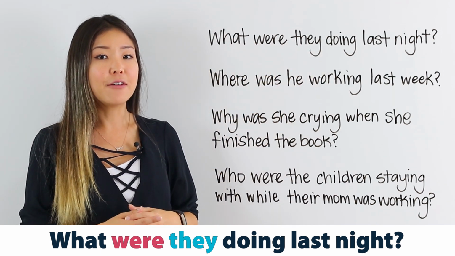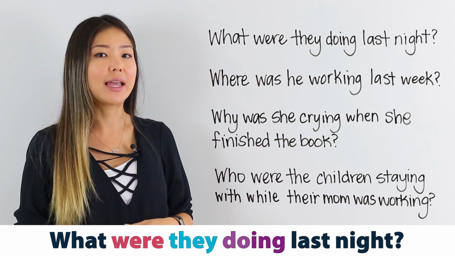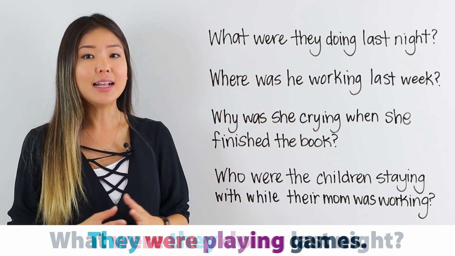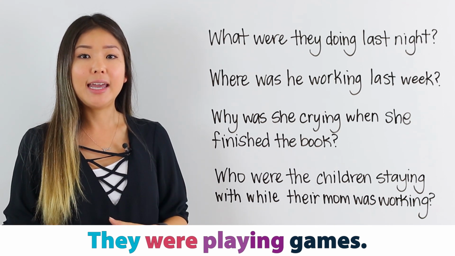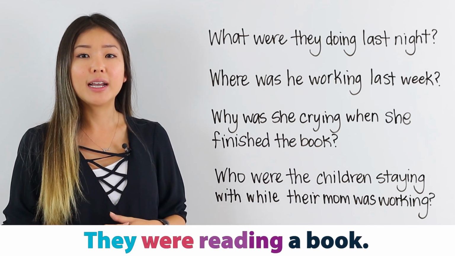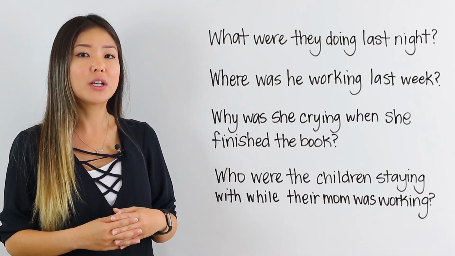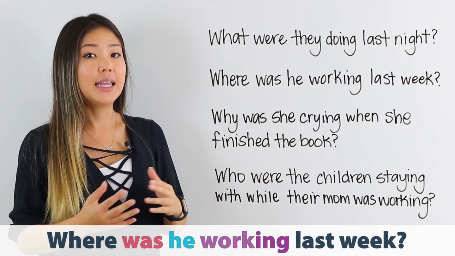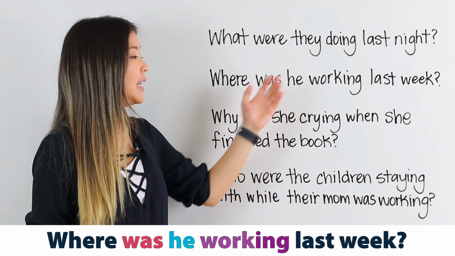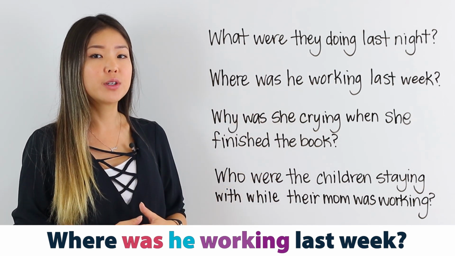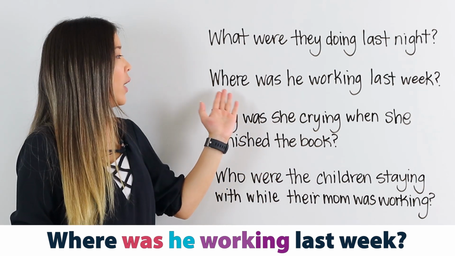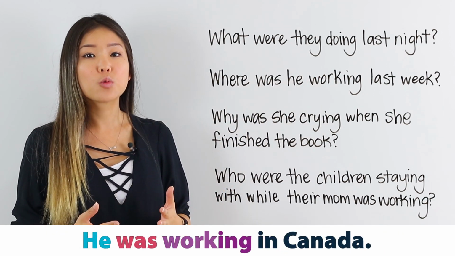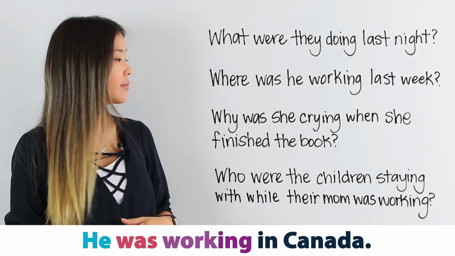You'll notice that after the subject comes the verb ing. What were they doing last night? I can answer by saying they were playing games or they were reading a book. The next question says, where was he working last week? In this case, the subject is he, and so the be verb to use is was. Where was he working last week? I can say he was working in Canada.